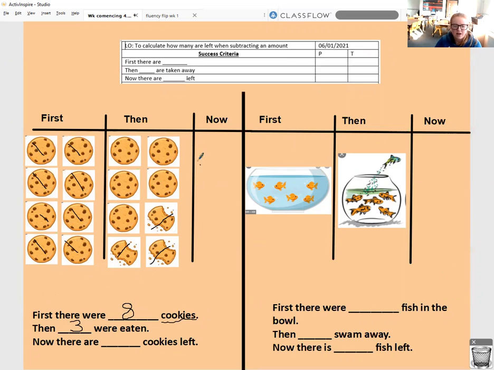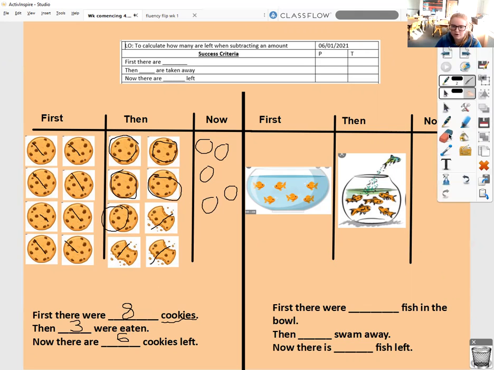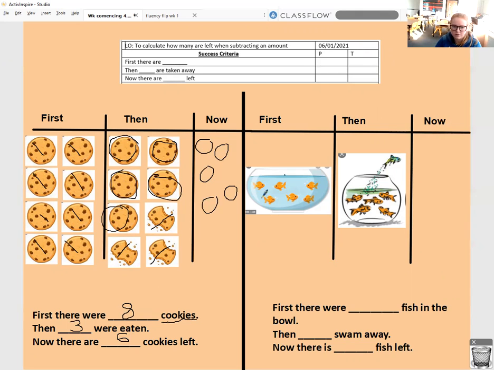First there were 8, then 3 were eaten. There are 1, 2, 3, 4, 5 left. Let's draw them up here. 1, 2, 3, 4, 5. 5 cookies are left. That's not very good. Let's cross that out and write a better one next to it. It looks a bit like a 6, that one. 5 cookies are left.